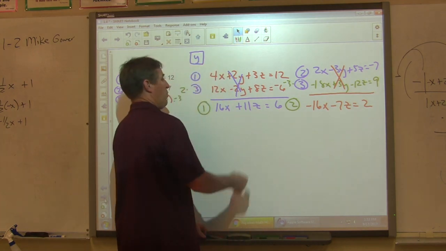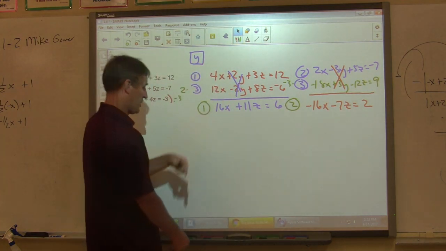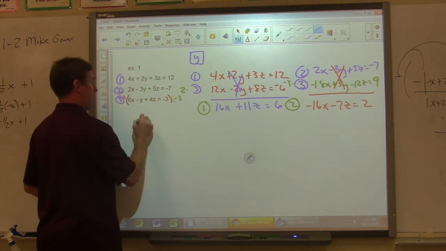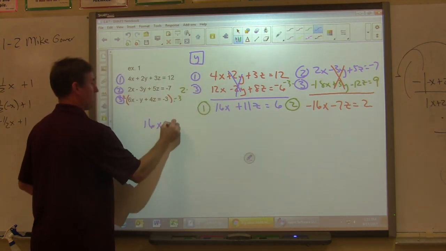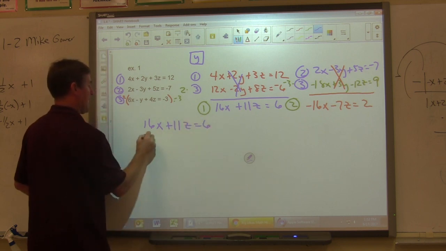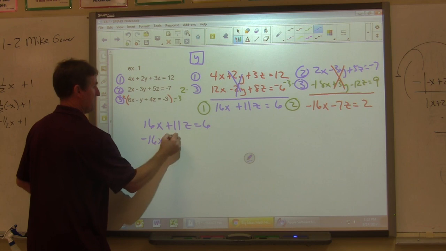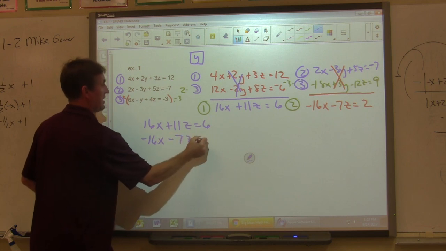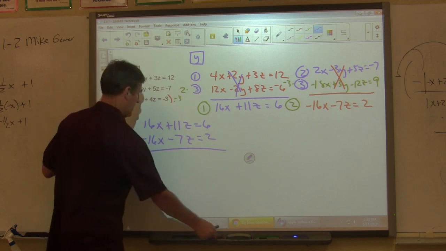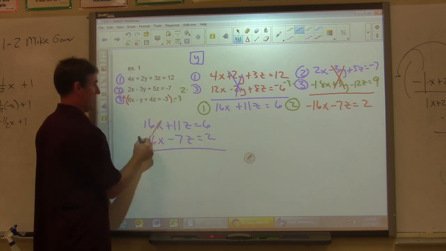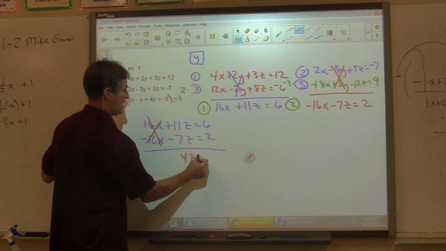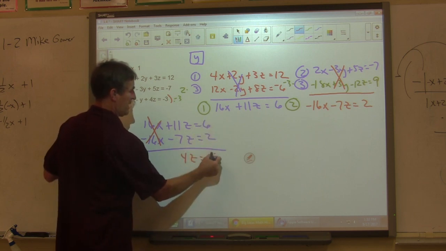and I have to make, again, one of those opposites. Well, in this case, the x's are already opposites, so I'm just going to leave the first equation the same, and I'm going to put the negative 16x minus 7z equals 2. Because again, those x's are opposite, I don't need to do anything. And I add those together, so this cancels. 11 minus 7 is 4z, and 6 plus 2 is 8.